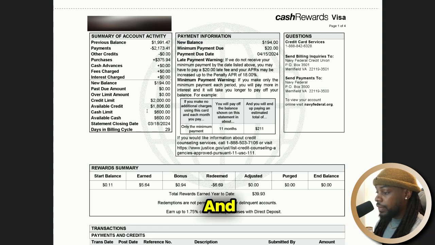It's done. And then I'll keep using my card up until the point that I get to around maybe April 17th, April 16th, and then I'll pay it down to 10% or less, which will be $200 or less.